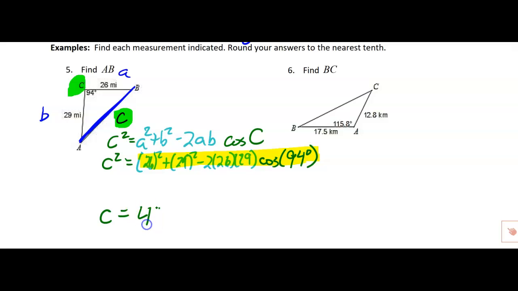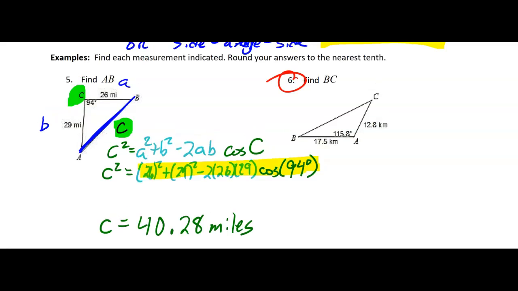Okay, 40.28 miles. That is your final. Did you forget to square root it? Okay. Verify this answer, okay? Once you've done that answer, I would like you to do number 6. See what you got. Number 6, and you've done it correctly.